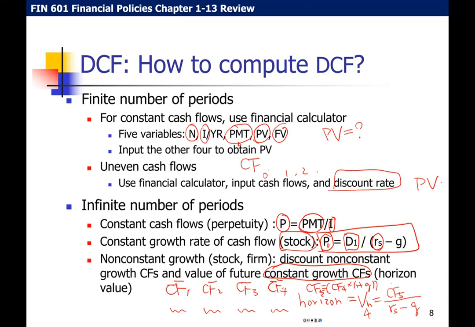Okay, so the value at 4, this horizon value, will be added to the cash flow at 4 to form a new cash flow. And now this is a simpler case of just an uneven cash flow.